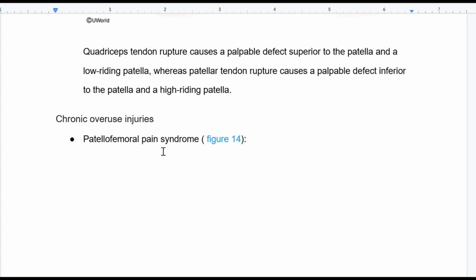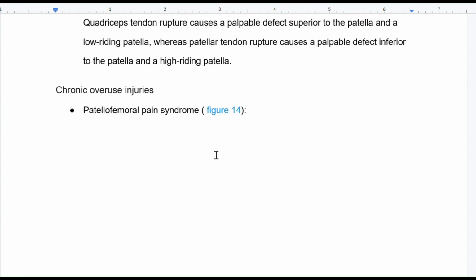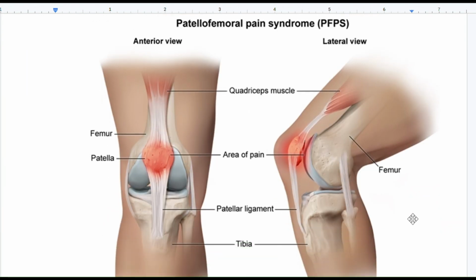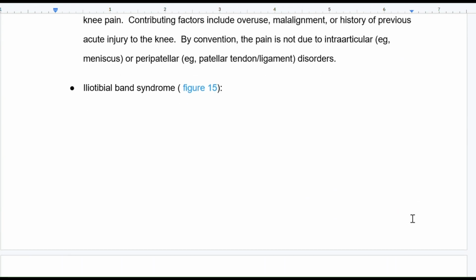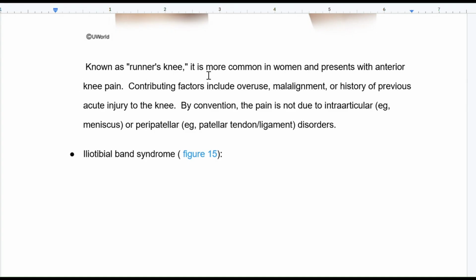Chronic overuse injuries. Patellofemoral pain syndrome, see figure 14. Known as runner's knee, it is more common in women and presents with anterior knee pain. Contributing factors include overuse, malalignment, or history of previous acute injury to the knee. By convention, the pain is not due to intra-articular, like meniscus, or peripatellar, like patellar tendon or ligament disorders.